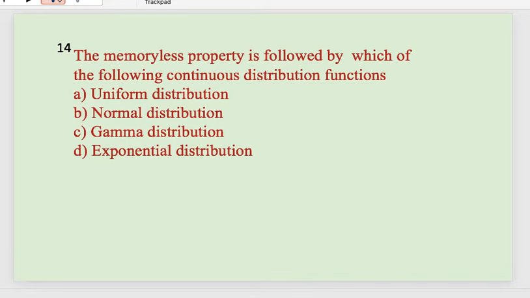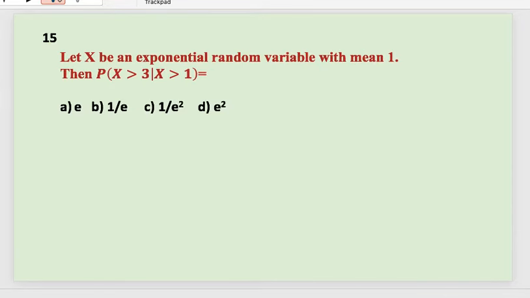The 14th question is just memory based. They are saying the memoryless property is followed by which of the following continuous distributions, and we know that it is only followed by the exponential distribution. The next few questions I have taken up for the same property, so that you know how we can implement it. Whenever somebody gives you an exponential distribution and gives you this kind of conditional probability, you can use the memoryless property.